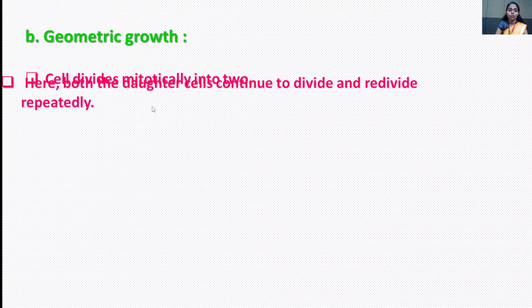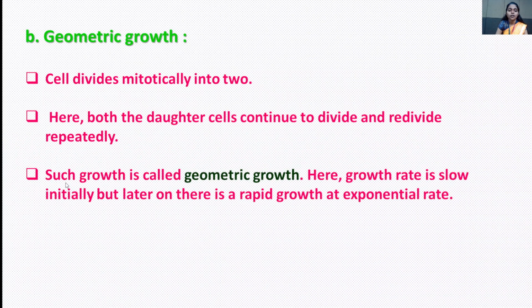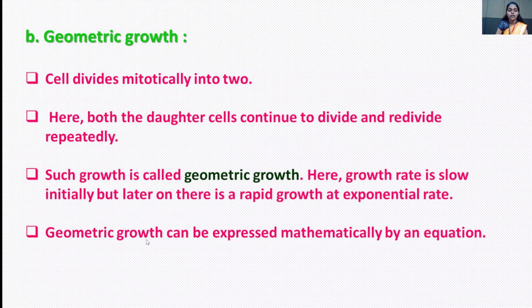Second type is geometric growth. A cell divides mitotically into two. Here both the daughter cells continue to divide and redivide repeatedly. Such growth is called geometric growth. Here the growth rate is slow initially, but later on there is rapid growth at an exponential rate. Next, geometric growth can be expressed mathematically by an equation.